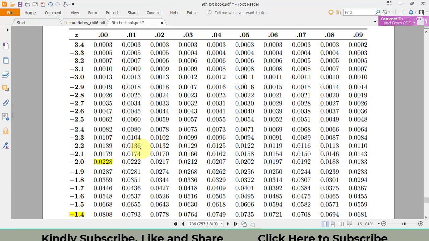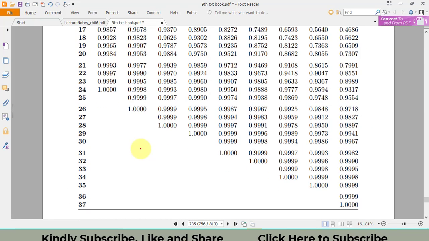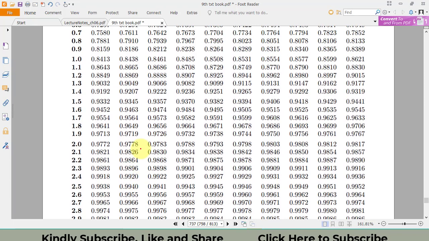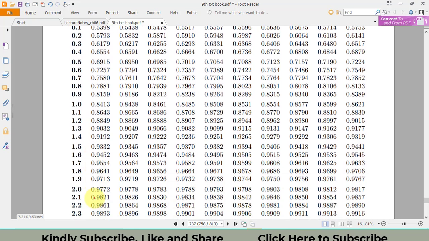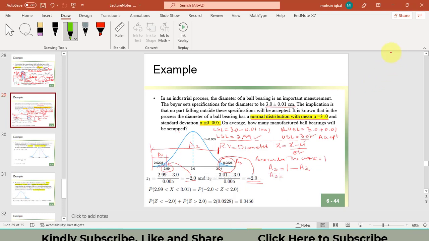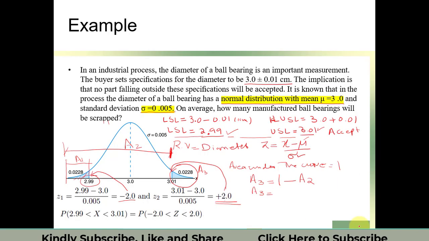And our second value was 2. Look at this table A.3, and the value for 2 is 0.9772, but remember you will have to subtract this value from 1. So let's go to the presentation again. So 0.9772 is the value we got for our area A2.